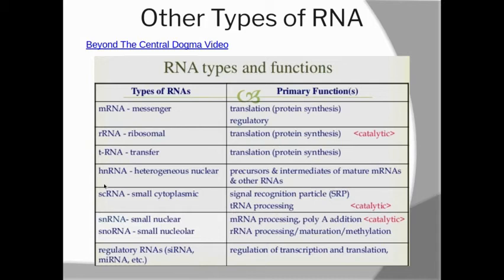But these are some of the crazy types of RNA that exist out there. The first three are the ones we've talked about. Now, rRNA, you'll see there's a word here called catalytic. All right. A catalyst is a material that helps a reaction happen.